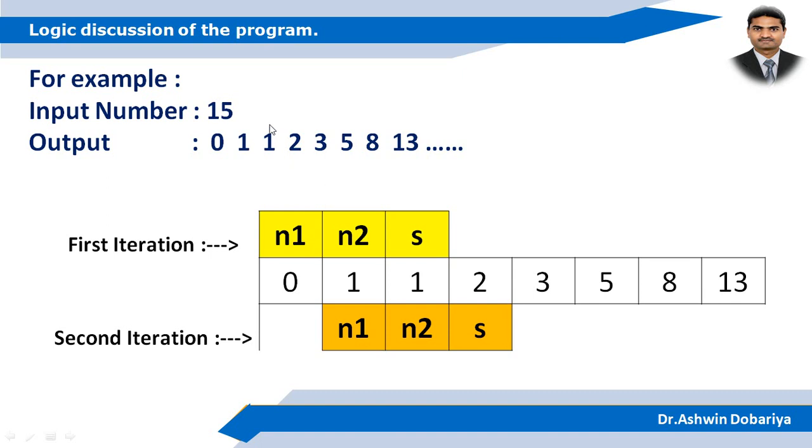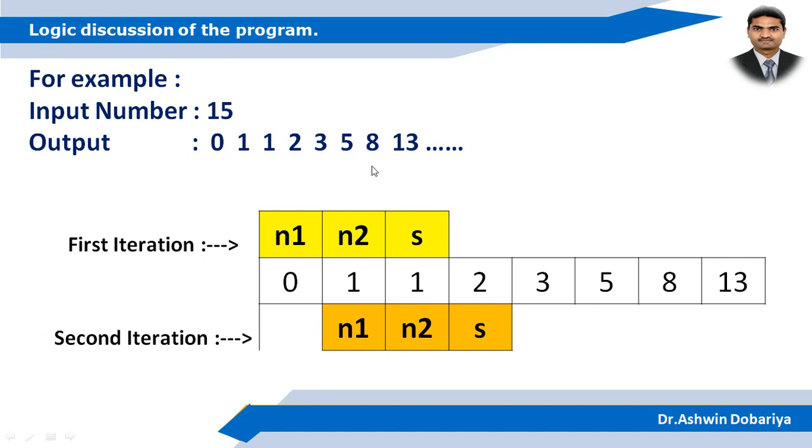Now what is the next number? 2. Why? Because for the 2, the previous 2 numbers are 1 and 1. So 1 plus 1 becomes 2. Now what is the next number? For 3, the previous 2 numbers are 1 plus 2, it becomes 3. Then what is next? 2 plus 3 becomes 5. Then 3 plus 5 becomes 8. Then 5 plus 8 becomes 13. Now if we want to continue the series, then again 8 plus 13 means 21. Then 13 plus 21 means 34. So in that way you can continue the logic.